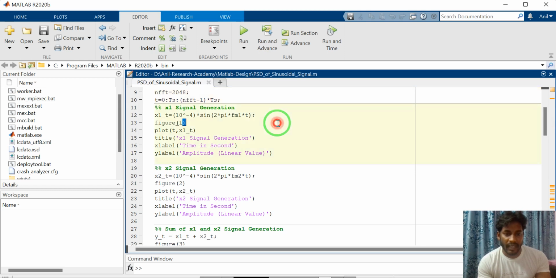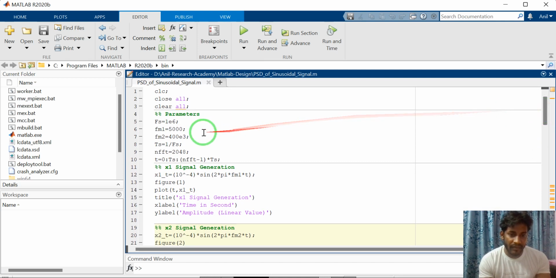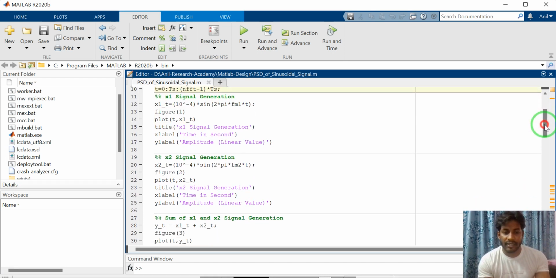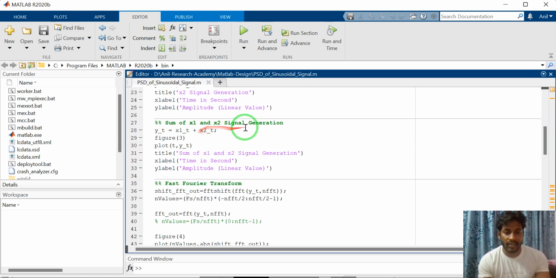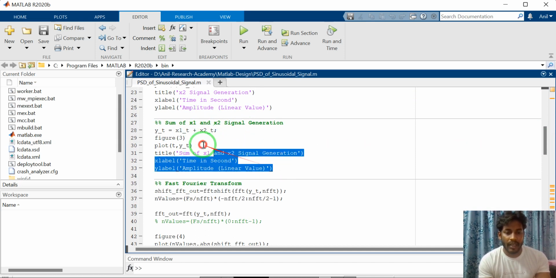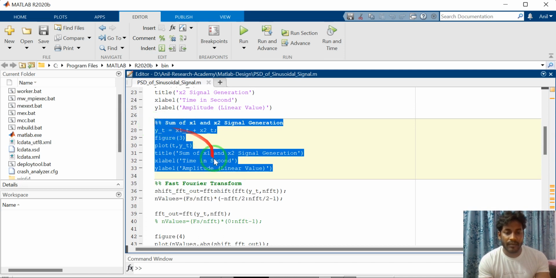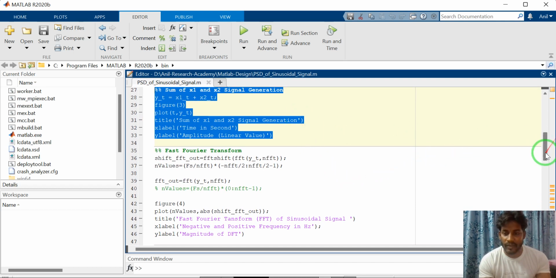In next section I have generated the signal x1, and next section I have generated signal x2. Okay, I have defined the frequency as 5 kilohertz and 400 kilohertz. Okay, E3 means 10 to the power 3. So 400 kilohertz, here 5 kilohertz. I have defined two signals, and third signal is sum of these two signals x1 and x2. Okay, so on this signal I have performed the FFT to convert this time domain signal to frequency domain signal.